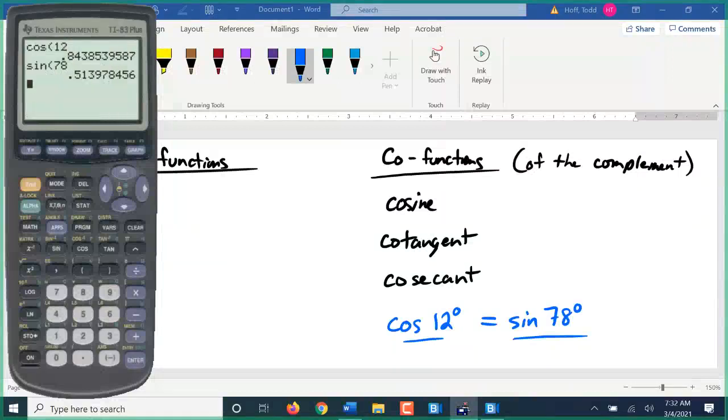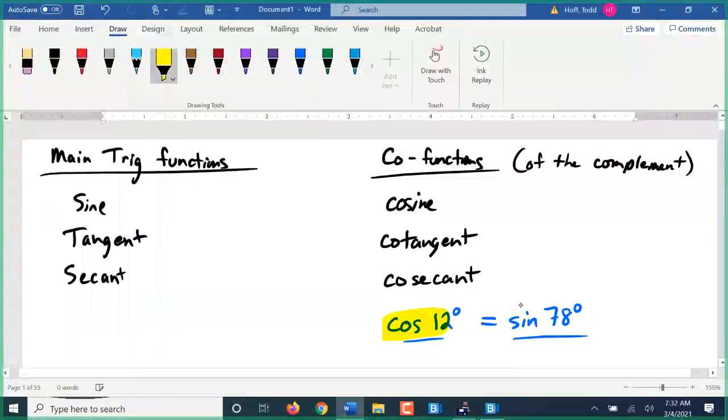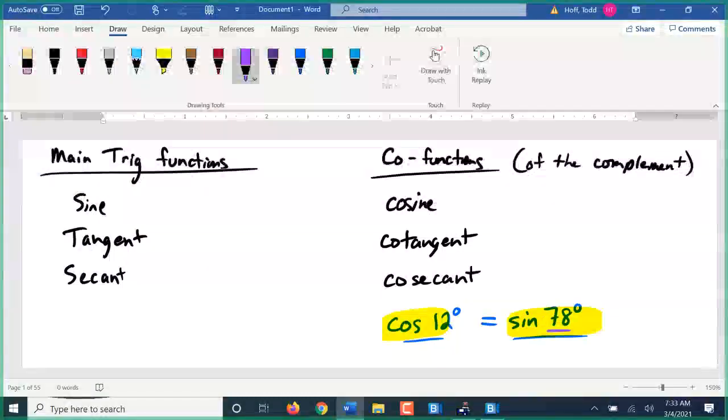The one check I always do, I know that the sine of 30 degrees is 0.5. So I put that in. If I get 0.5, I know I'm ready to go. So let's try these again. Cosine of 12 degrees, that's better, 0.9781. And sine of 78 is 0.9781. So those are the same value because the sine of one angle, the sine of the 78 degrees, has to be equivalent to the cosine of its complement.